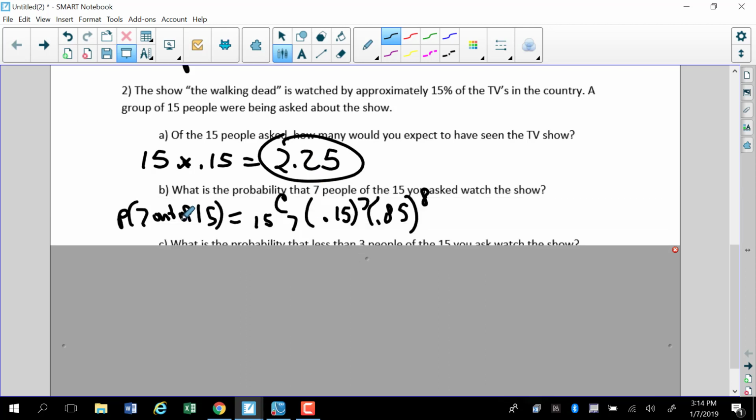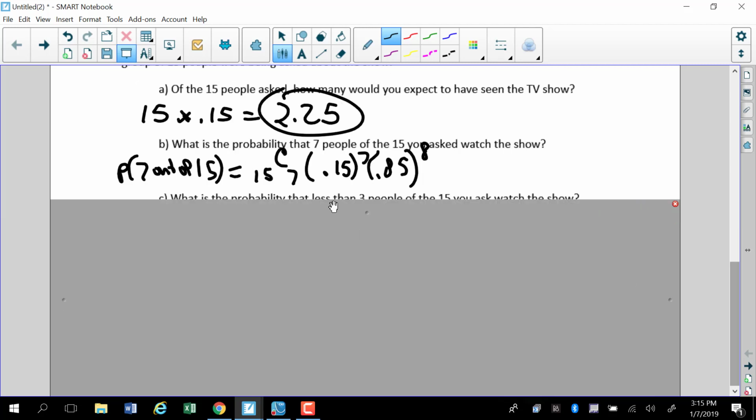Now, when you see probability of, out of the people that you watch, 7 people out of the 15, that's a typical binomial formula problem. And what we're looking at here is the 15C7, right? So 7 out of the 15 that you choose watch the show. The success is 0.15 that they watched it, and we have 7 watching it. And 85% did not watch, that's our failure, and then 8 didn't watch the show at 85% rate. So again, this 7 is going to match here. The 7 plus 8 is going to be equal to 15. That's how you know that you set it up correct.